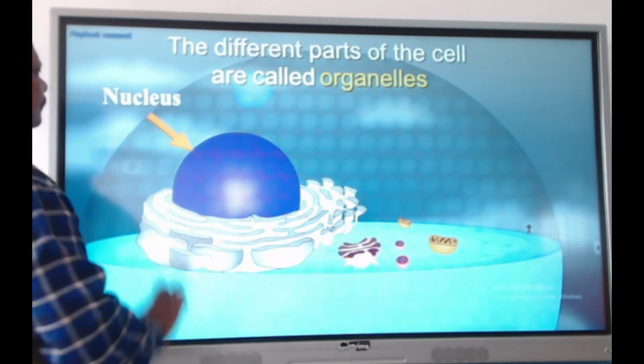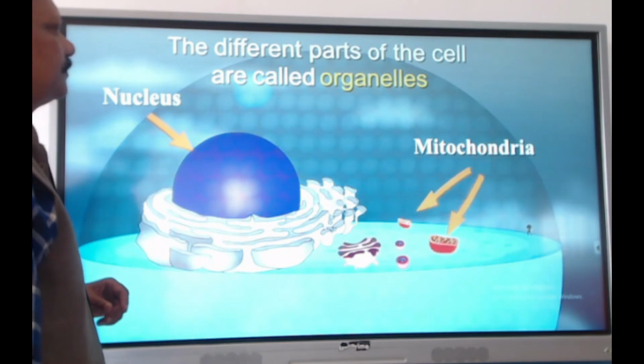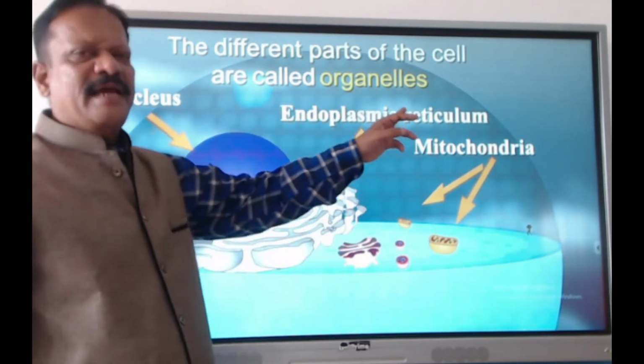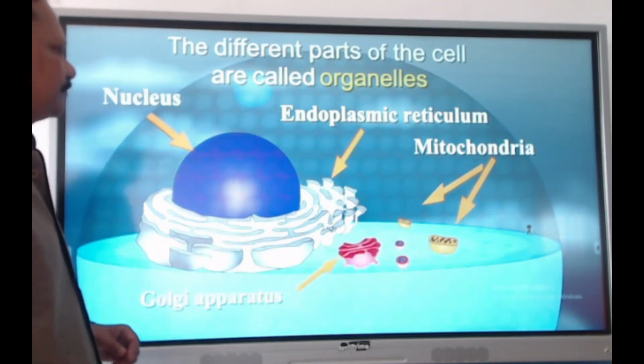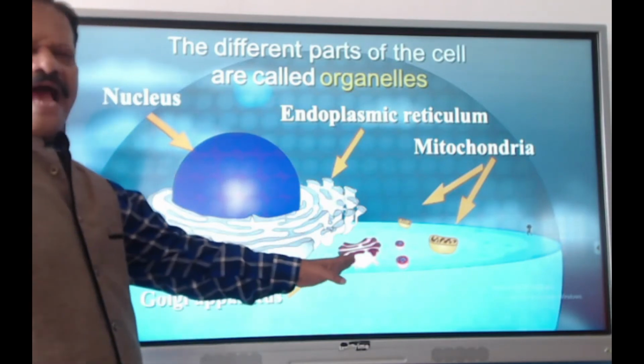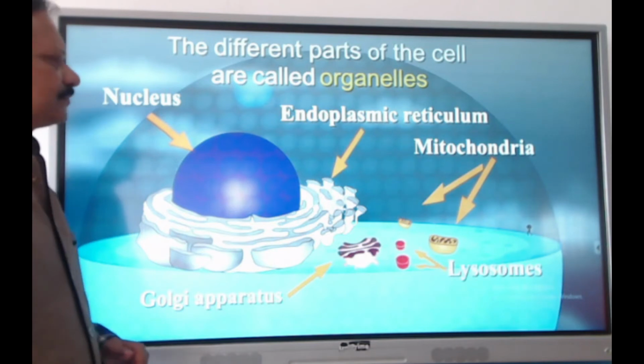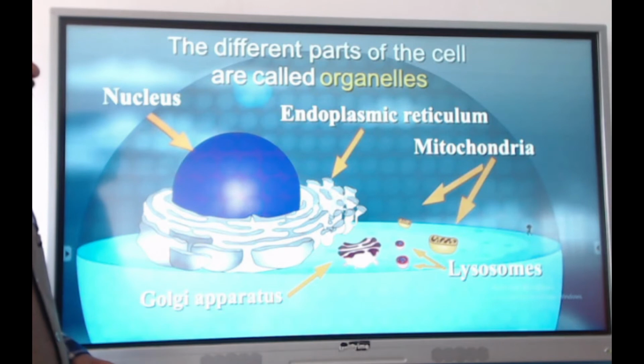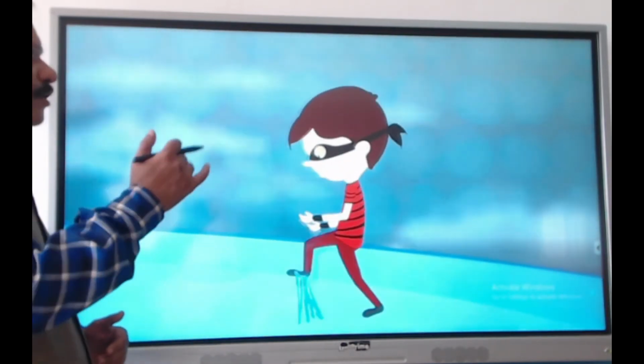Now see, mitochondria, endoplasmic reticulum. Now here, Golgi apparatus, lysosomes. So the different parts you observe. Now one by one you observe carefully.